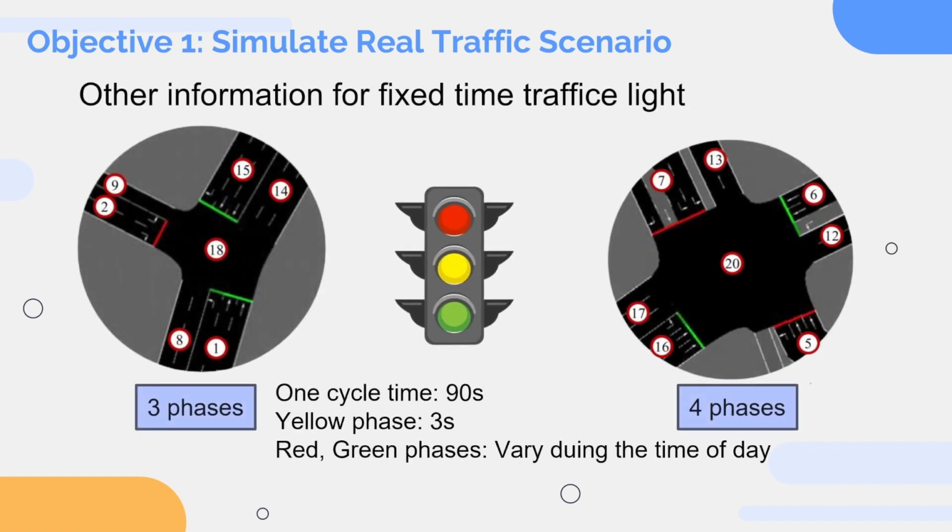For the fixed-time traffic lights, there were two types of intersection. One has 3 phases and the other has 4 phases. But they both have a cycle time of 90 seconds, with a yellow phase of 3 seconds, and the red and green phases varying during the time of day.